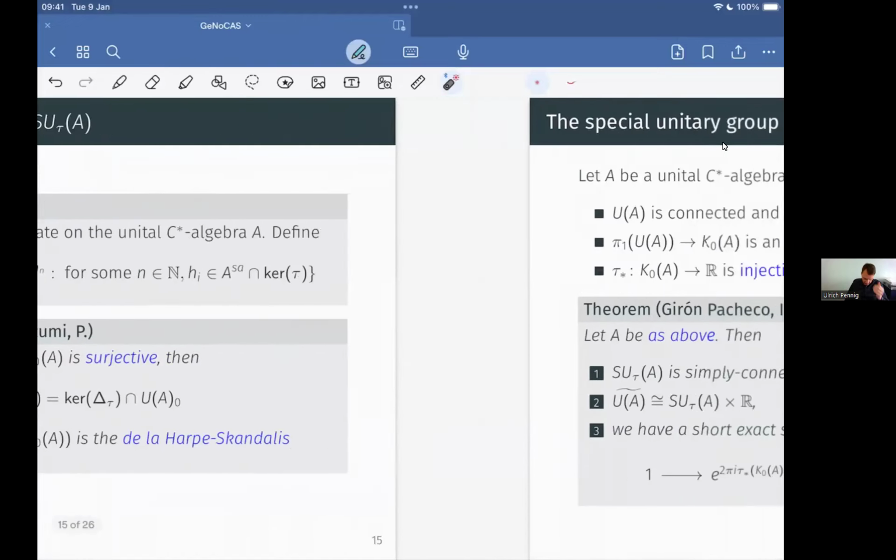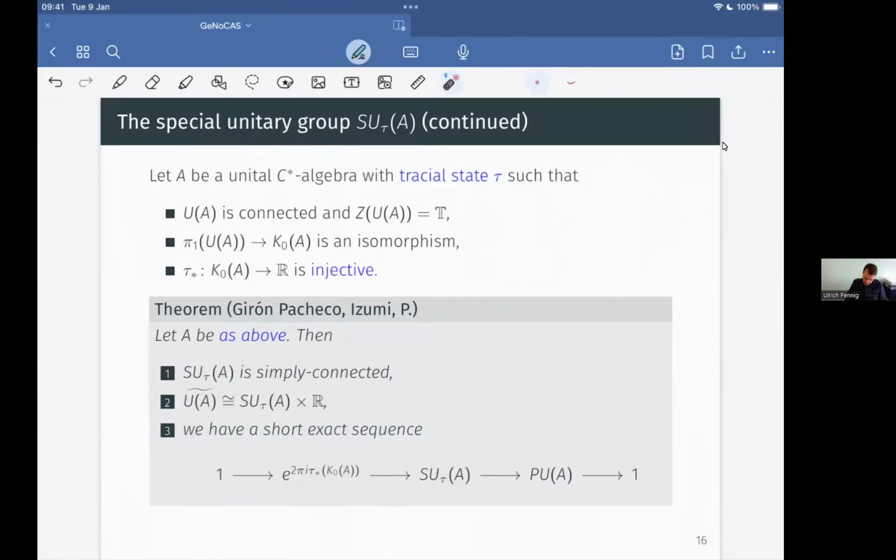Because there is another short exact sequence, which I have written down here. So if you now assume the same things as before, which made Izumi's invariant work, namely that U of A is connected, that the center is the circle group, that this is an isomorphism, and in addition, we also assume that this map here is injective, then we have the following statements. This special unitary group is simply connected. The universal cover of the unitary group is homeomorphic to the special unitary group times the reals.